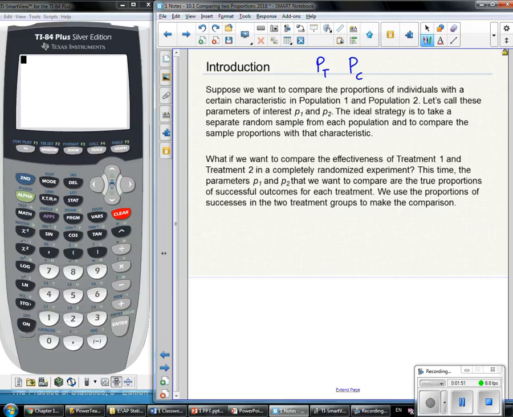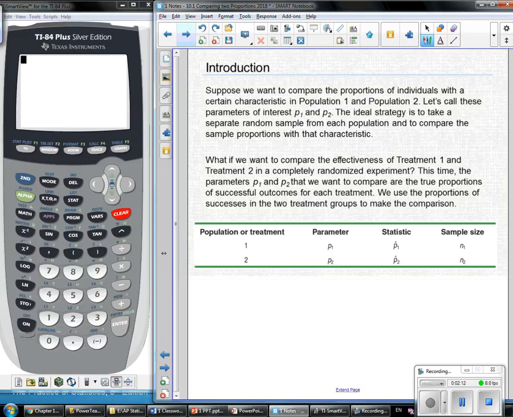For example, if we wanted to compare the effectiveness of treatment 1 and treatment 2 in a completely randomized experiment, we'd be looking at the parameters P1 and P2 and wanting to see if the outcomes are different. We want to know if that's based on just natural variation, or if the likelihood of seeing the difference that we saw is so unusual that it leads us to conclude that there is a difference between the two groups.